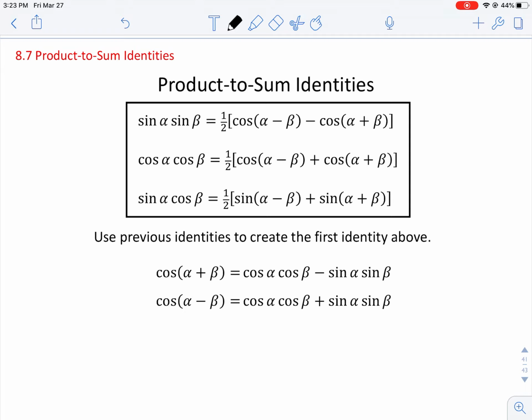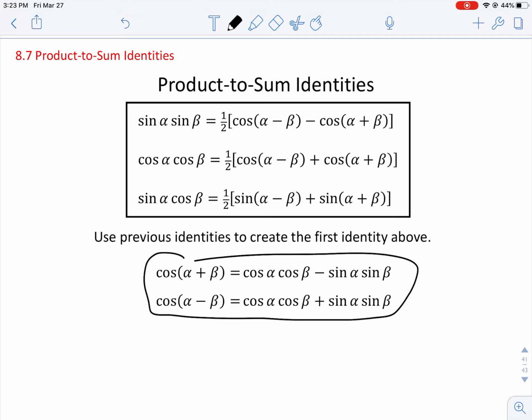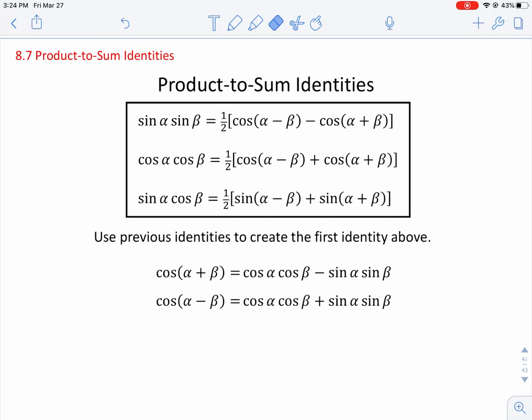And I'm going to do it using the sum and difference identities for cosine. The reason I know to use these two is because those two are present in the identity. If I was trying to show this middle identity, then I would start with these two again. And if I was trying to create this last identity, I would start with sine difference and sine sum identities to begin with. So you can prove all 3 of these identities that are in this box in a way that's similar to the way I'm going to prove the first one. Okay.